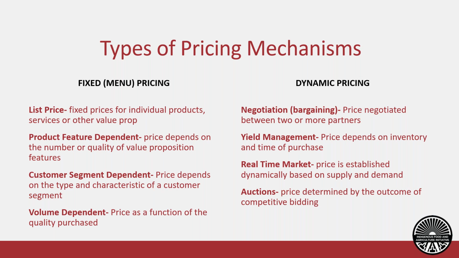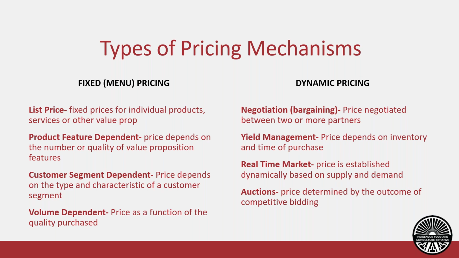Negotiating, bargaining, trying to find an agreement between two different partners. Yield management. This is what farmers see every single year, how to manage the yields, and the price depends on what's happening at the time of the purchase. Real-time market. This is working within the commodities market, and there's a market that is establishing the price that's changing based off of supply and demand. Auctions. This is price determined by competitive bidding. This is like a livestock auction. There are different ways within agriculture that we use these dynamic pricing tools.